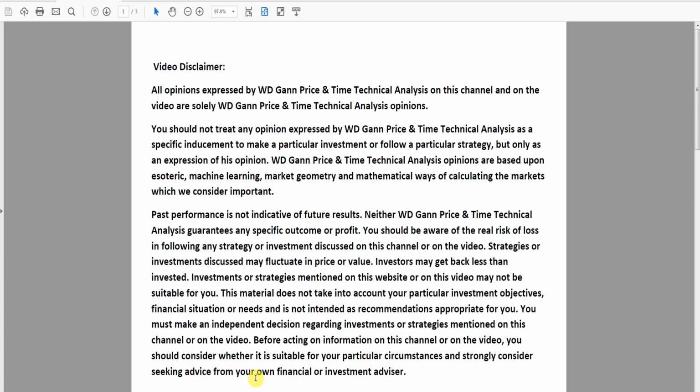Guys, today is March the 12th of 2018. I want to go over uranium spot price using WD Gann's price and time technical analysis.